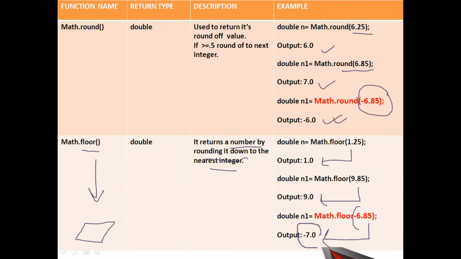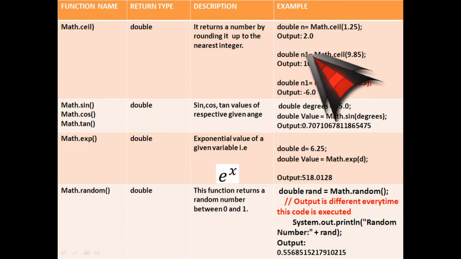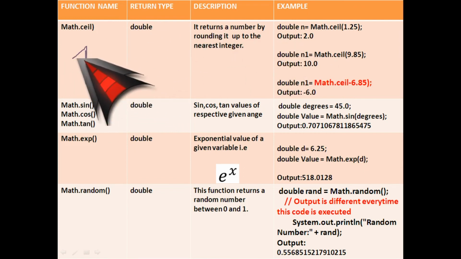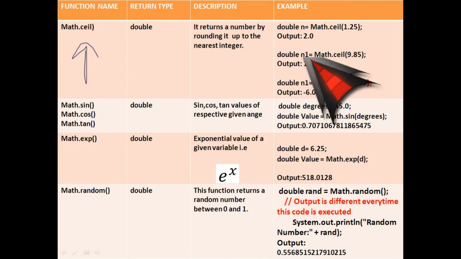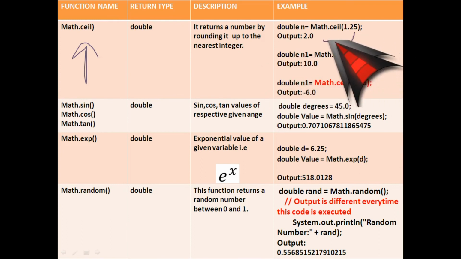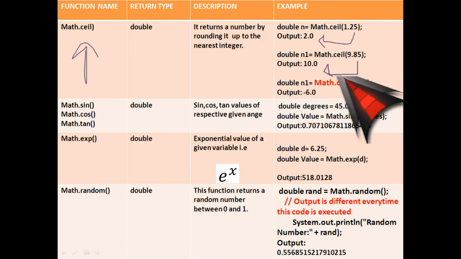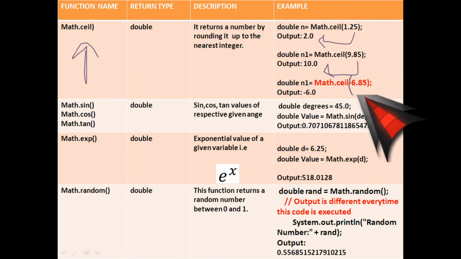Next, math.ceil, just the opposite. It is pointing to the ceiling or a roof. So the value will go up. 1.25 will become 2.0. 9.85 will become 10.0. Similarly, be careful for a negative number. It will round off to the higher integer.